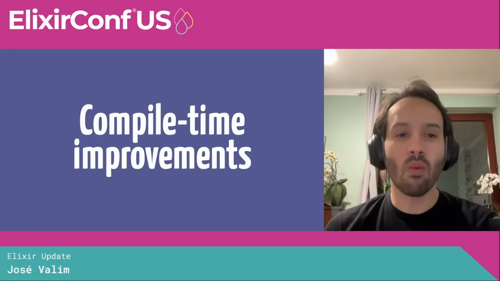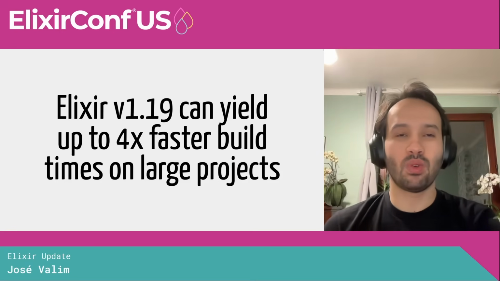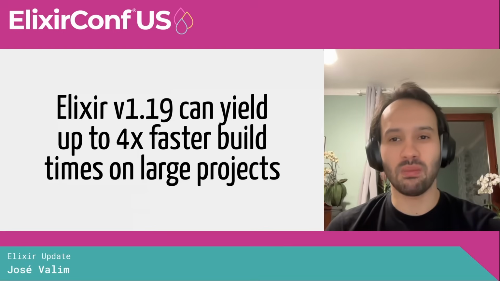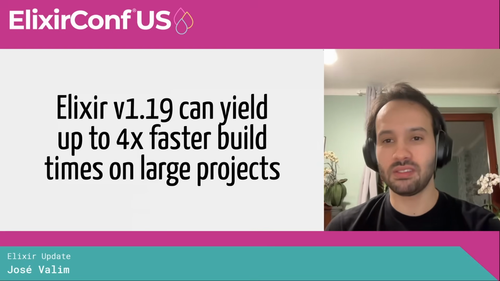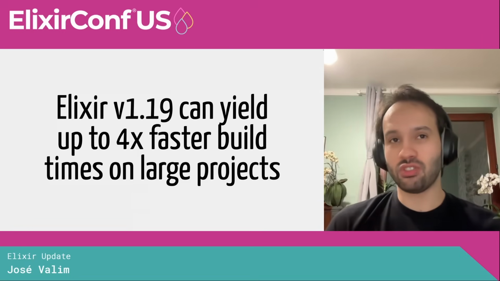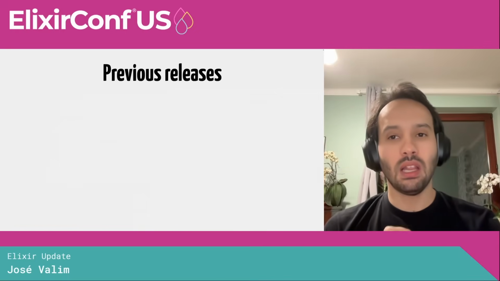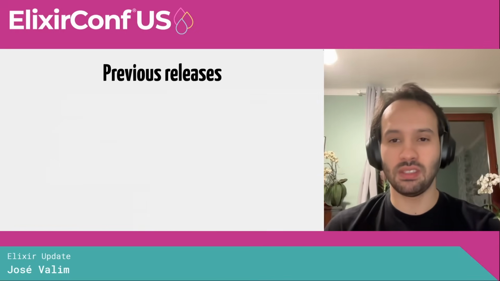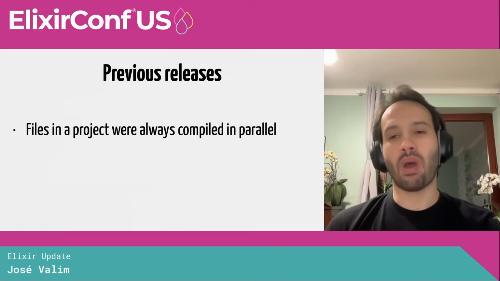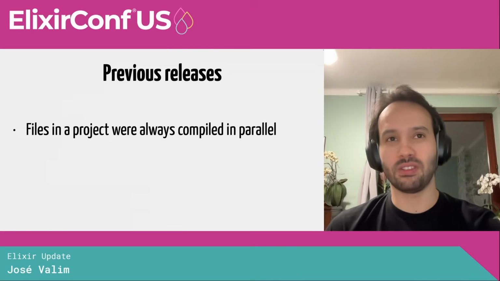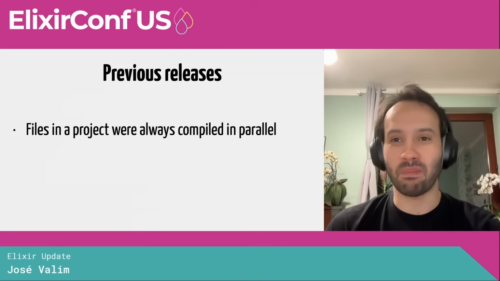So to get started, compile time improvements. Elixir 1.19 can yield up to 4 times faster build times on large projects. And emphasis here on large projects. And in order for us to talk about what is new and what is different and why, let's talk a little bit about previous releases. So in Elixir, files were always compiled in parallel, way before 1.0. If you go to our website, one of the first posts is about parallel compilation.